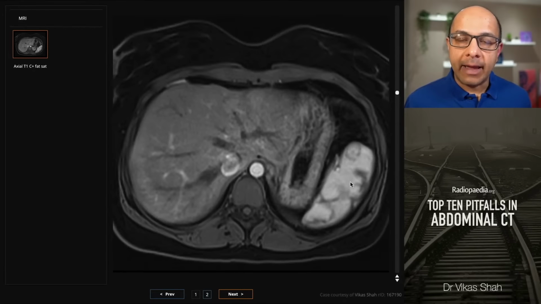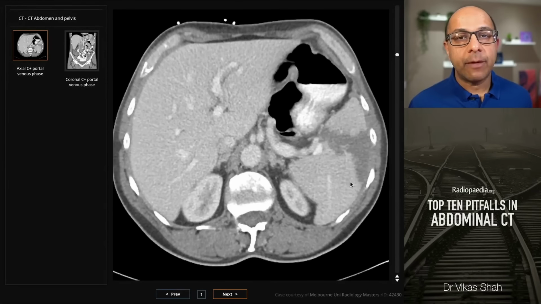So why is this important? Well, it's important to recognize as a normal phenomenon of the phase of imaging when you're first starting out with abdominal CT, but also to make sure you don't mistake it for disease processes. So one such process is splenic infarction.